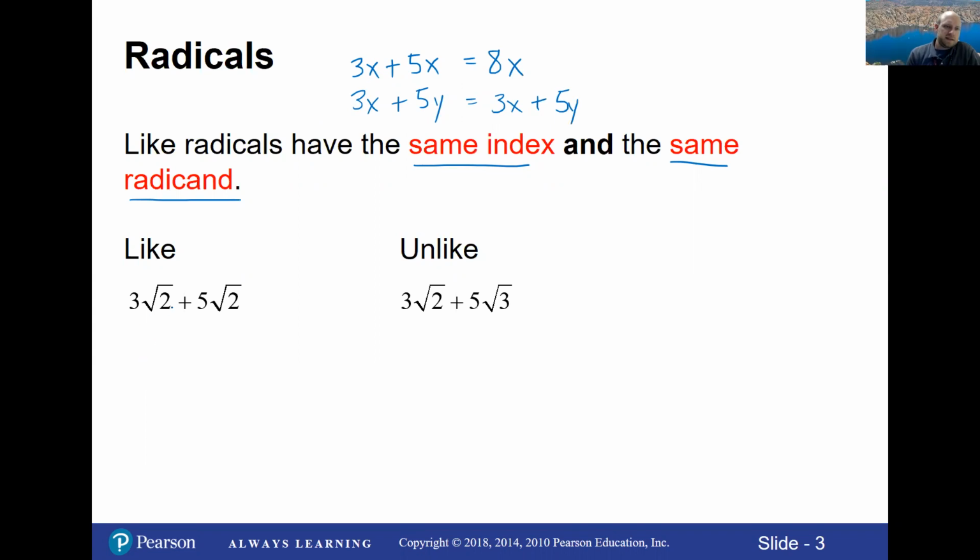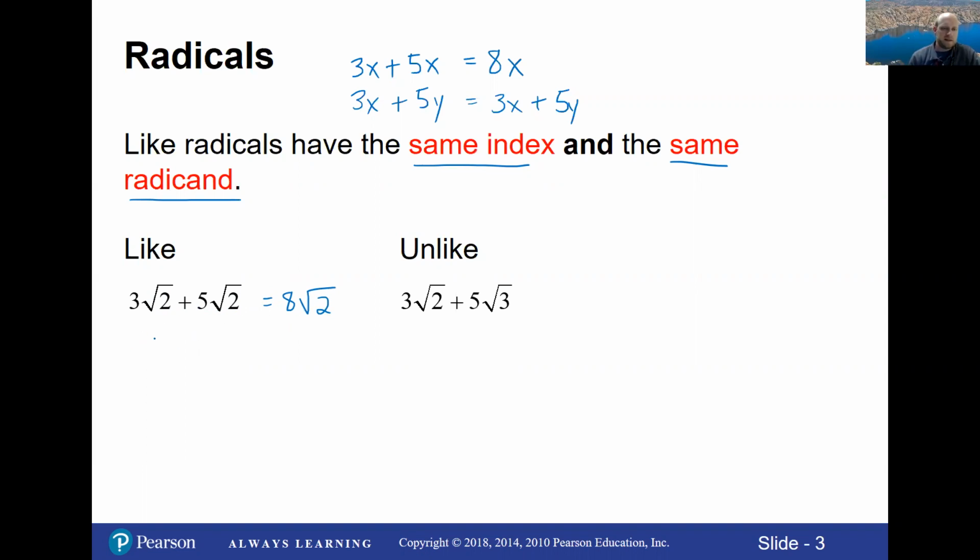Okay. So in this case, these two radicals are like, they have the same index, right? Which would be a 2 because it's a square root. And then the same radicand. So the 2's here are the same. So again, in this one, I could do the 3 plus 5, which would be 8. And then when I add them, I keep what's inside the radical. I keep that whole radicand, okay?